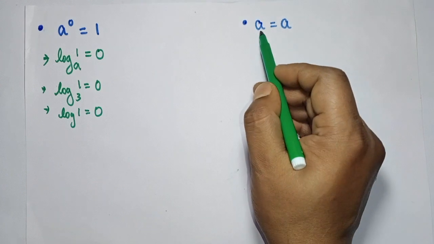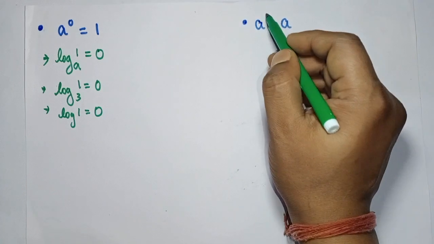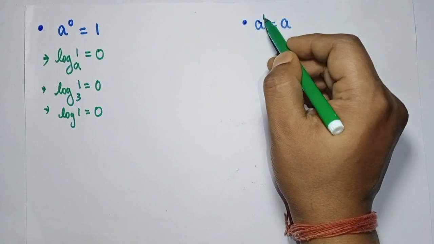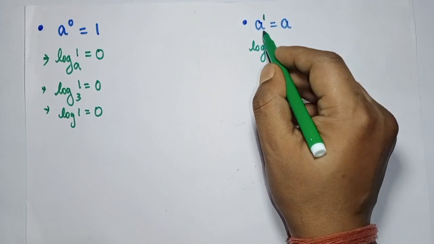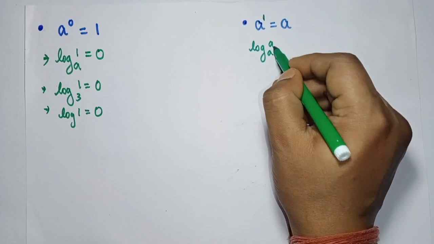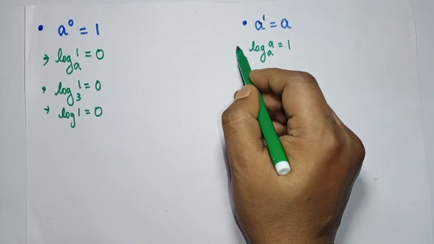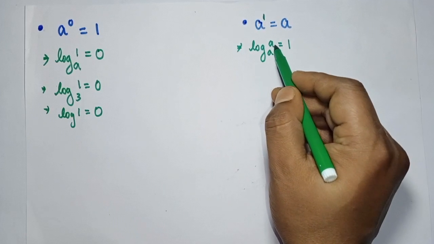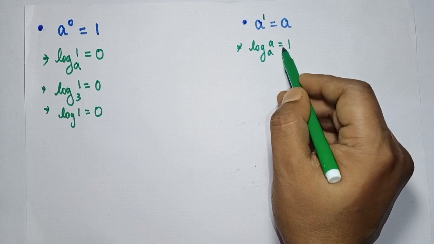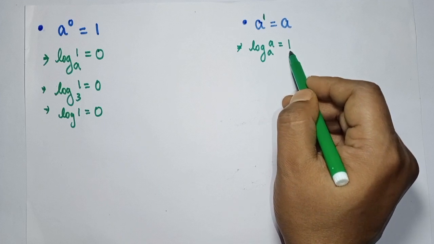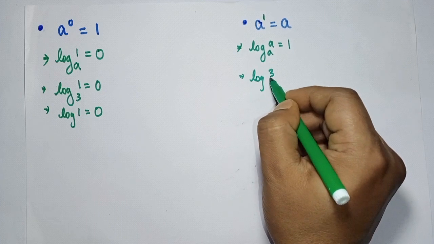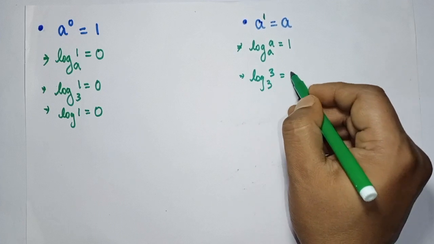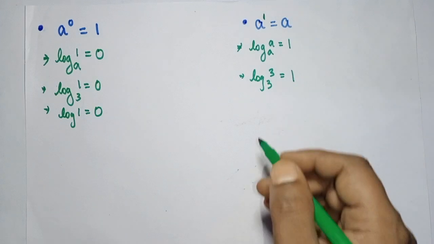Similarly, a to the 1 equals a. How can I write this in logarithm form? The base is a, this is also a, so log base a of a equals 1. That implies that if the value and the base are the same, then I can write 1 directly. Similarly, log base 3 of 3: the base is also 3. So the value will be directly 1.